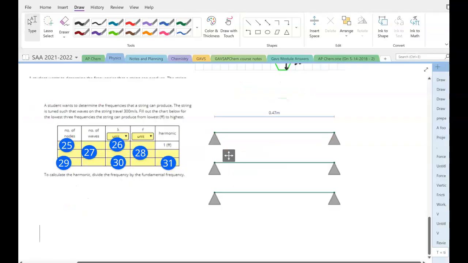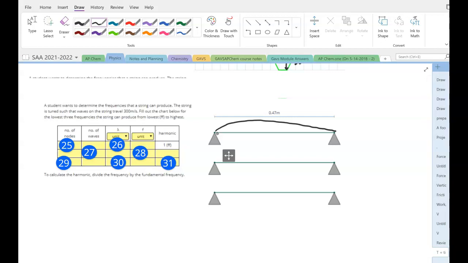So if we go to question number 25, the correct number of nodes you would see in the first harmonic would be 2 nodes, because that's our half wave in the standing wave. Number 26, you got right that the wavelength would be in meters. How many meters? It would be 0.47 meters given up there.